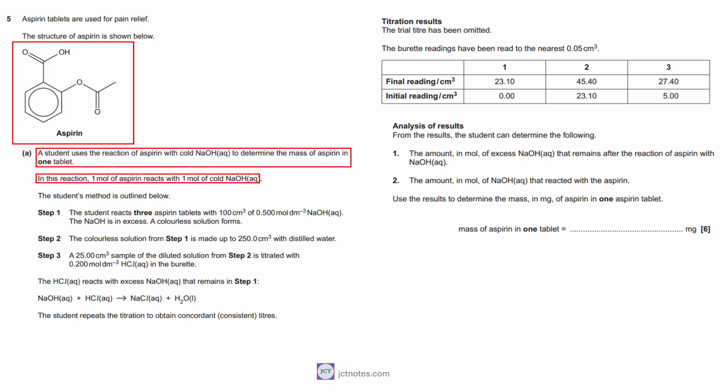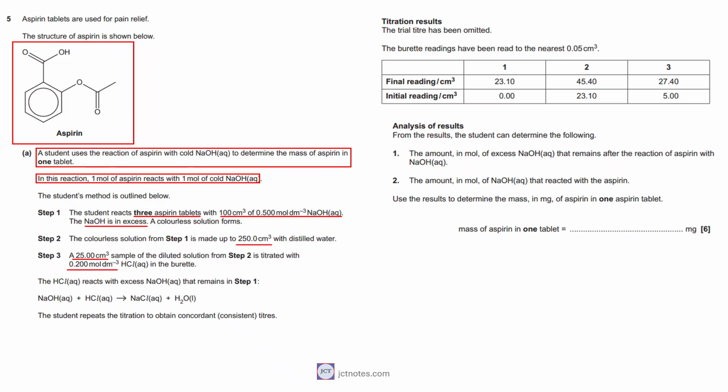In step 1, 3 aspirin tablets are reacted with 100 cubic centimeters of 0.5 moles per cubic decimeter sodium hydroxide solution. The sodium hydroxide is present in excess, and a colorless solution is formed. In step 2, the colorless solution is diluted with distilled water and made up to a total volume of 250 cubic centimeters. In step 3, a 25 cubic centimeter sample of this diluted solution is titrated with 0.2 moles per cubic decimeter hydrochloric acid placed in the burette.